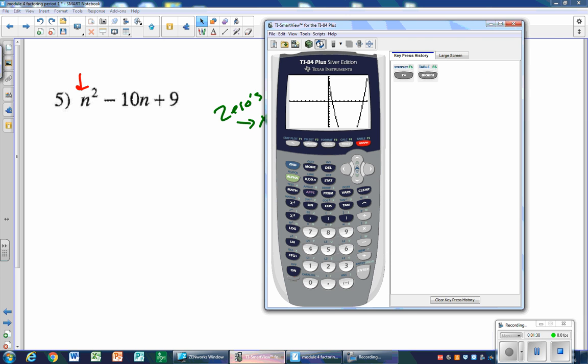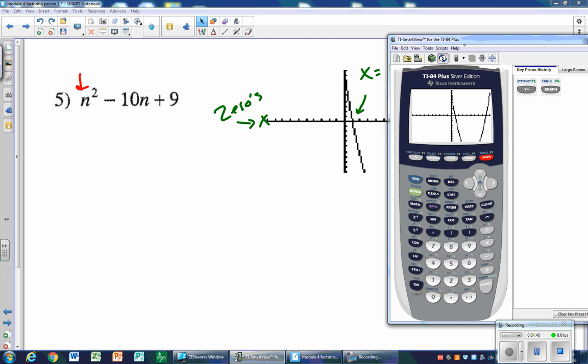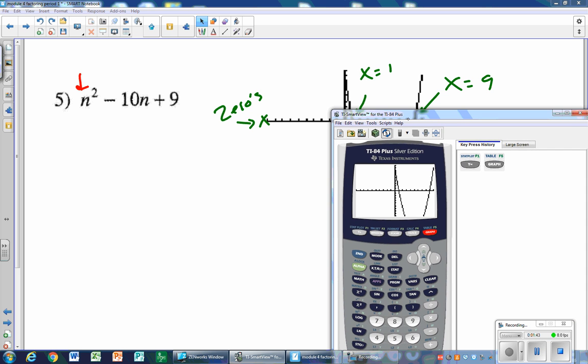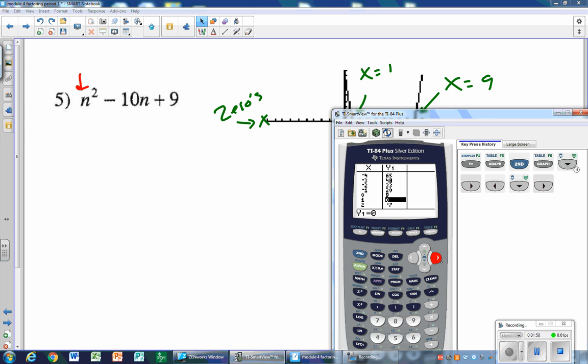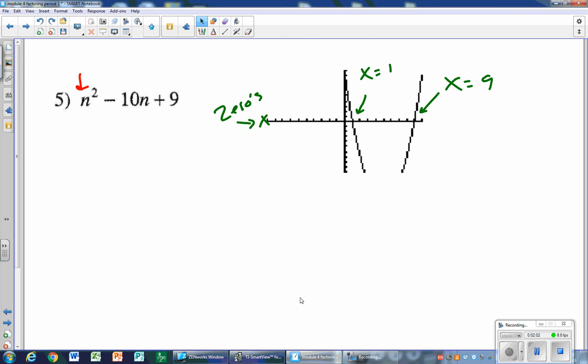Now that I know approximately where they are, I can confirm it, being 1 and 9, by going to the table and saying x was 1. Don't get stuck there. This is the wrong answer. This is the wrong 0. We're looking for the 0 in the y column. We're looking for the zeros in the y column. Zeros are y answers.